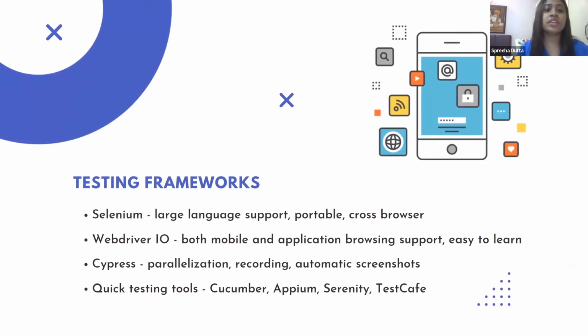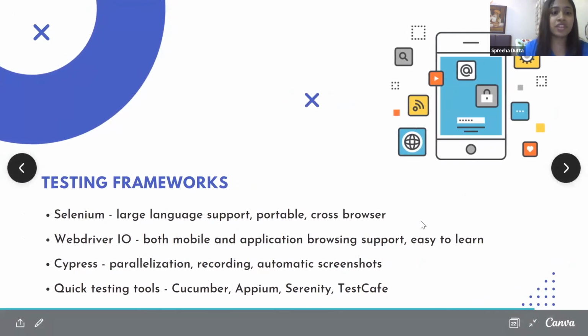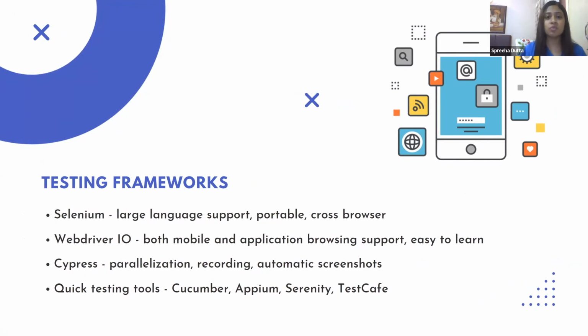So we'll look at some testing frameworks that are there. Selenium is the most traditional and most popular framework because it has large language support, from Java to C# to JavaScript to Ruby to Python. It supports a large number of languages. Also, it is portable and it supports cross-browser testing across different browsers like Chrome, Mozilla, or Edge. Also, Selenium has something called Selenium IDE that comes as a Chrome extension where you can record your tests.